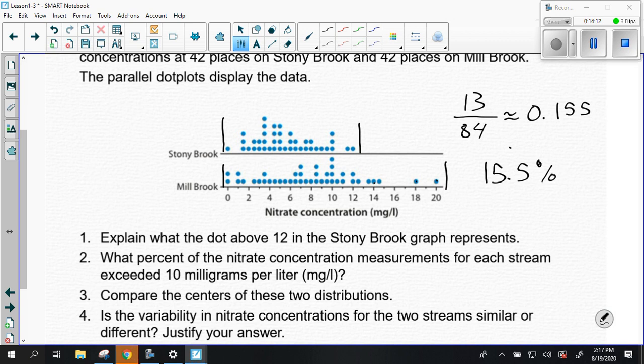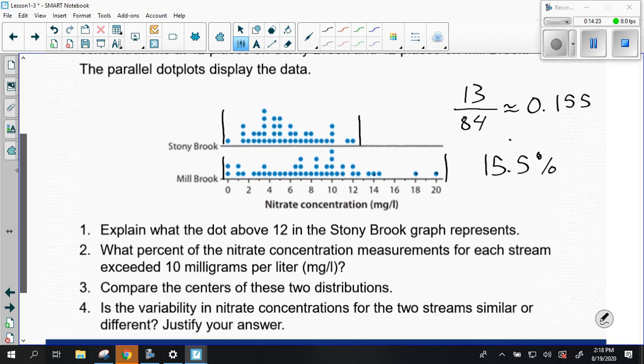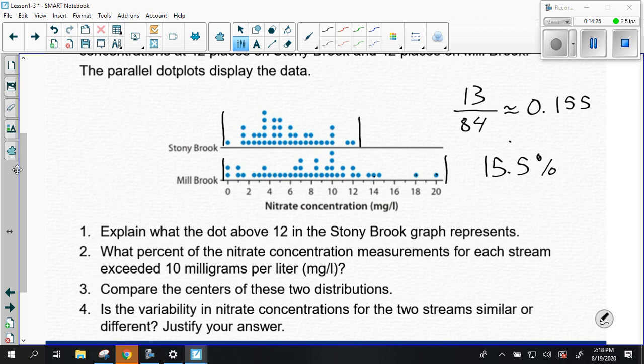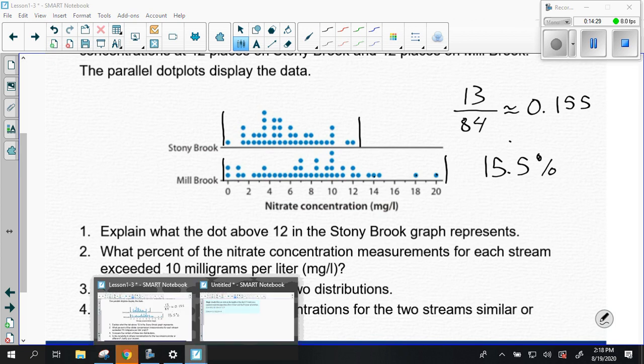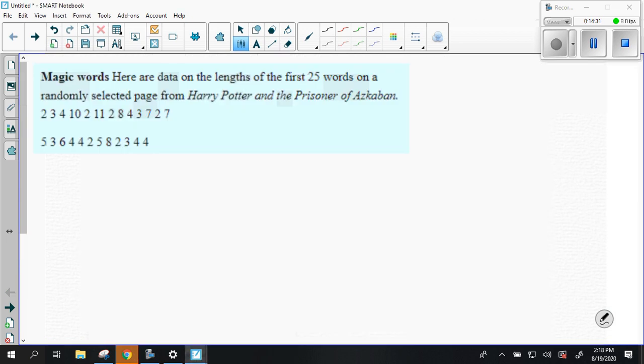Fantastic. Well, let's go ahead. And remember, I promised you that we would make a dot plot together. Let's go ahead and get that done. So this is actually number 1 in your exercises in your book. And we're looking at some data on lengths of the first 25 words in a randomly selected page from Harry Potter. And I don't know why you would do that, but hey, we've got some data.